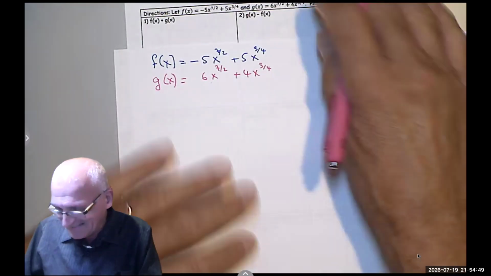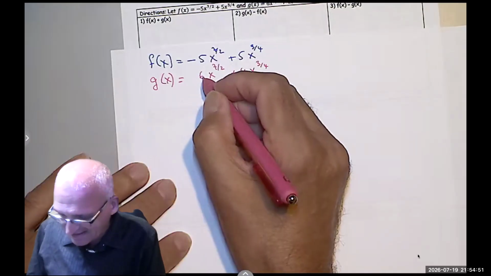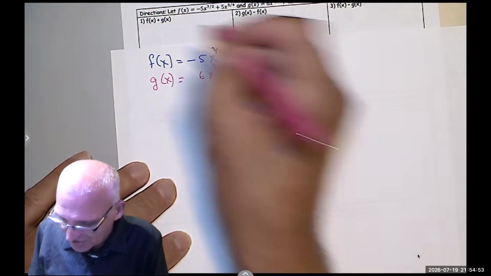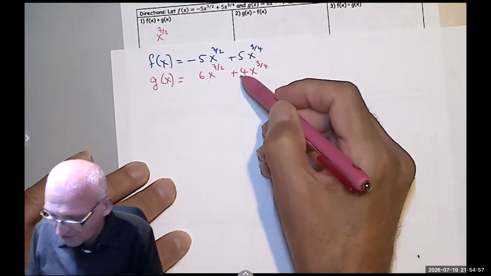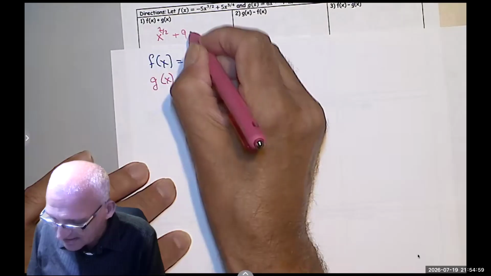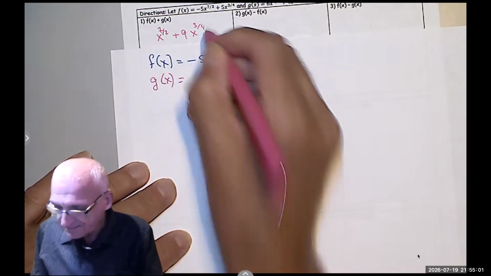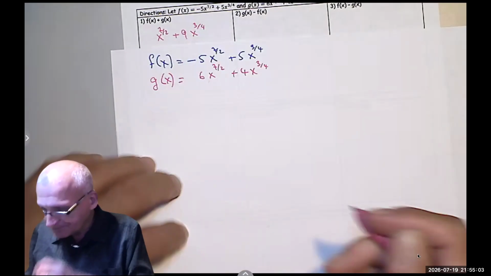I have negative 5 plus 6, which is 1. We don't write the 1, so I say x to the 7 halves. Then I have 5 and 4, so plus 9x to the 3 quarters. Do you see how easy it is?